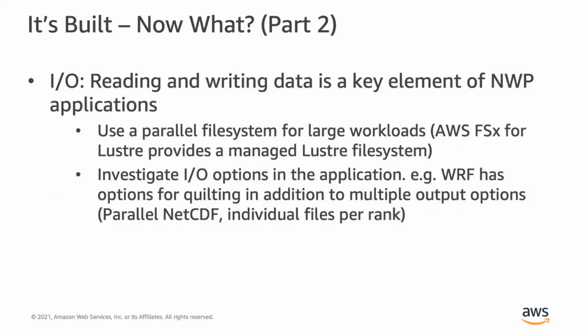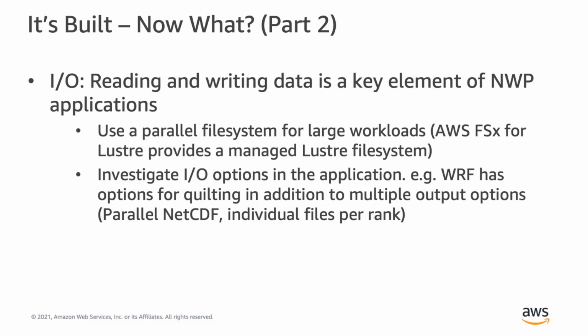Second part I want to touch on is I/O. As we spoke about at the beginning, I/O happens at the beginning as well as throughout a numerical weather prediction application. So if possible, use a parallel file system for large workloads. You may have heard of Lustre before, and AWS provides a managed version of that called AWS FSx for Lustre. Great product. I don't have a lot of time to share all of the details, but it has interesting features that allow you to pull in data from S3 object store, use it, and when you're finished, push it back. So create a file system only when you need to run it. Again, that's a feature available within AWS ParallelCluster.